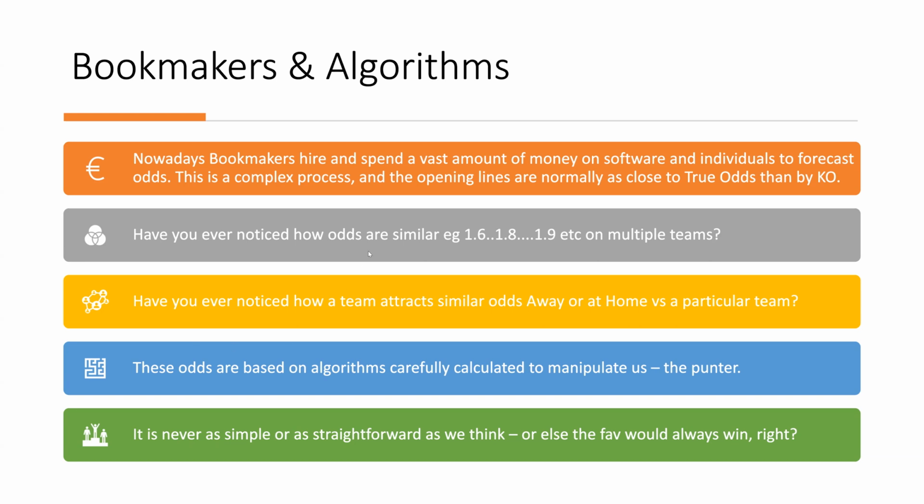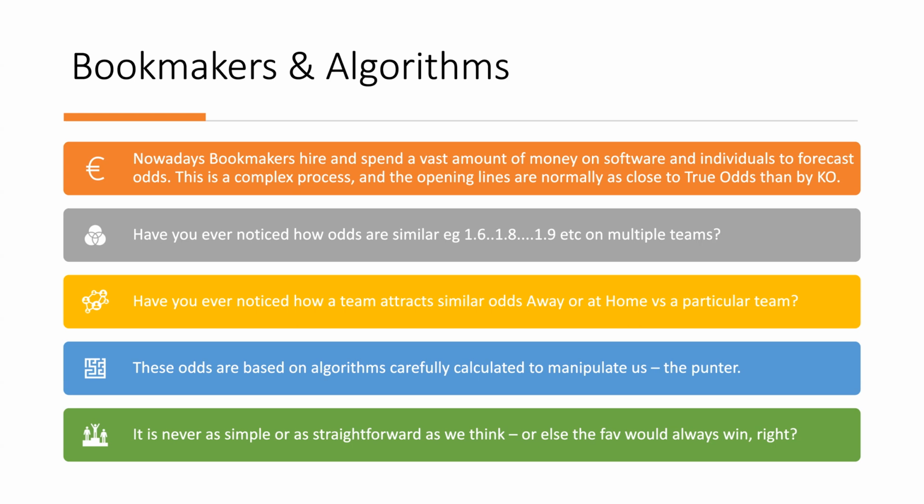Have you ever noticed how odds are quite similar? For example, if you were to open up Flash Scores or Sofa Score, or Bet365, William Hill, and you look at, let's say, Championship, Premiership, you'll see a home favorite. There might be 1.6, 1.61, 1.8, 1.9, and so on. You'll get quite a few teams with the same odds, but obviously in different leagues.